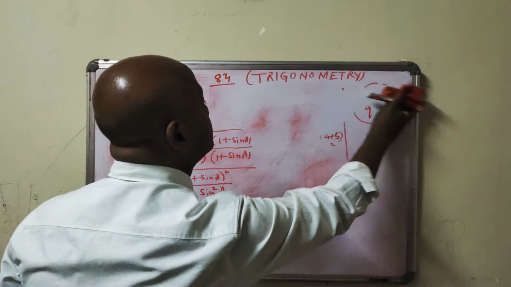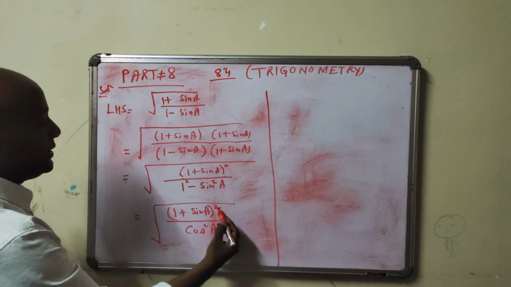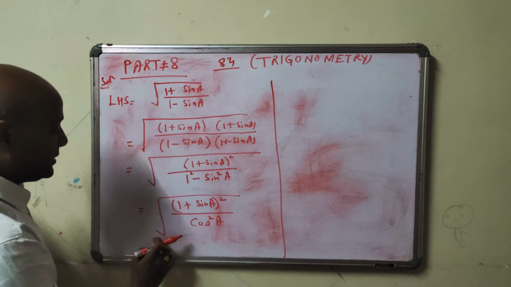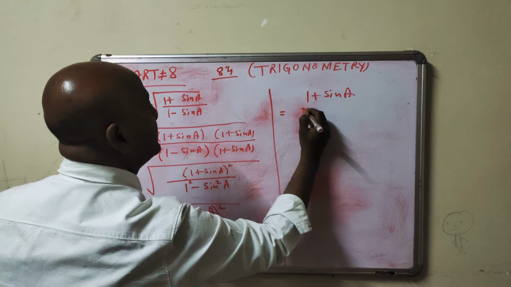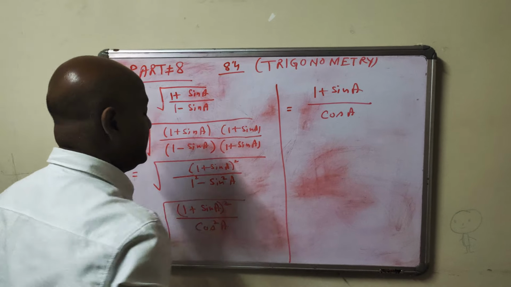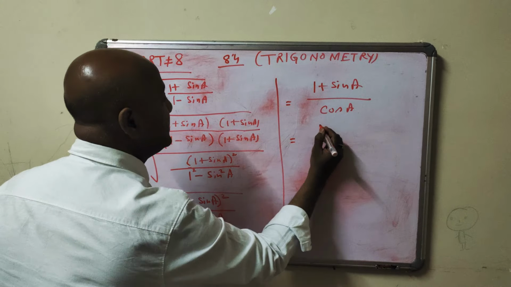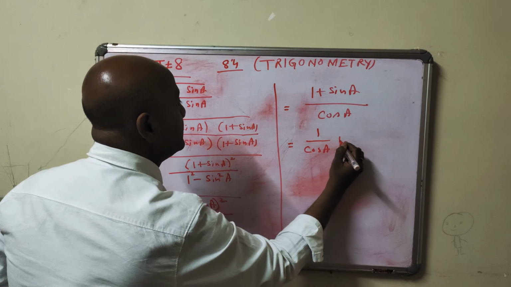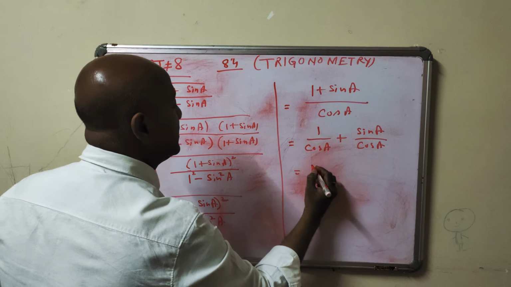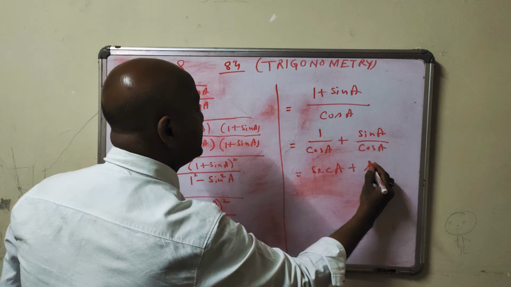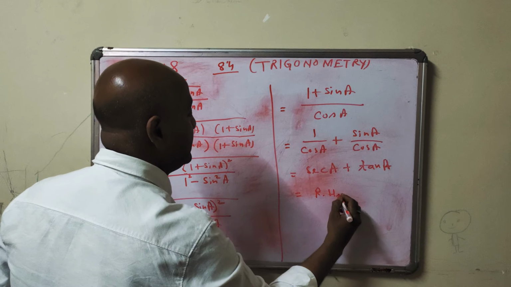Now you write below. After this you have to write what? See, here there is a square and here is also a square, and this is the square root. So you can write 1 plus sin A by cos A. Then the square root and the square will be cancelled. So simply split it, 1 by cos A plus sin A by cos A. 1 by cos means sec A, sin by cos means tan A. This is in the right hand side.